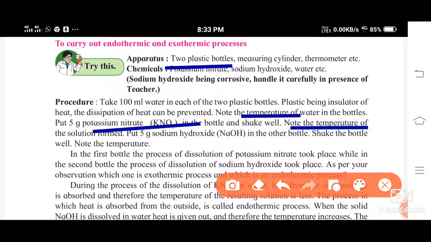You know the initial temperature, that is, before adding potassium nitrate. Now you add potassium nitrate, dissolve it, and see the temperature of the solution. Then in the other bottle, you add the same amount, 5 grams, of sodium hydroxide. Then again you shake the bottle and note down the temperature.